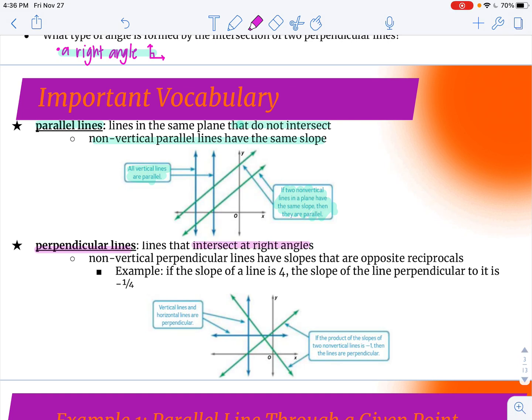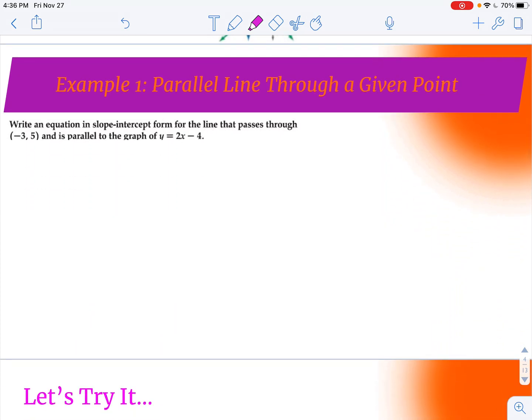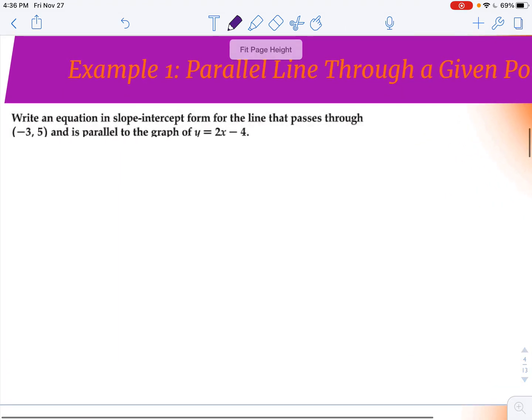And non-vertical perpendicular lines have slopes that are opposite reciprocals. So example, if your slope of a line is 4, the slope of the line perpendicular to it is -1/4. So vertical lines and horizontal lines are perpendicular, and the product of the slopes of two non-vertical lines is -1. Then the lines are perpendicular. So our first example here is parallel line through a given point. It says write an equation in slope-intercept form for the line that passes through -3, 5 and is parallel to the graph of y equals 2x minus 4.